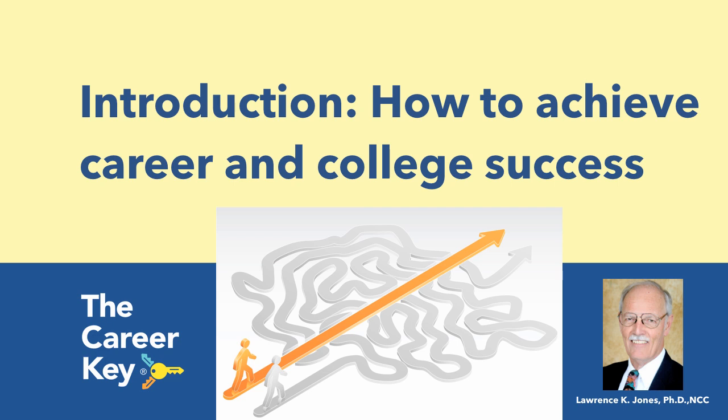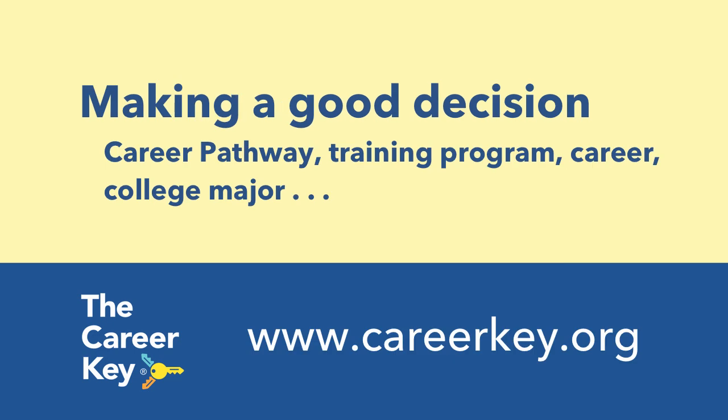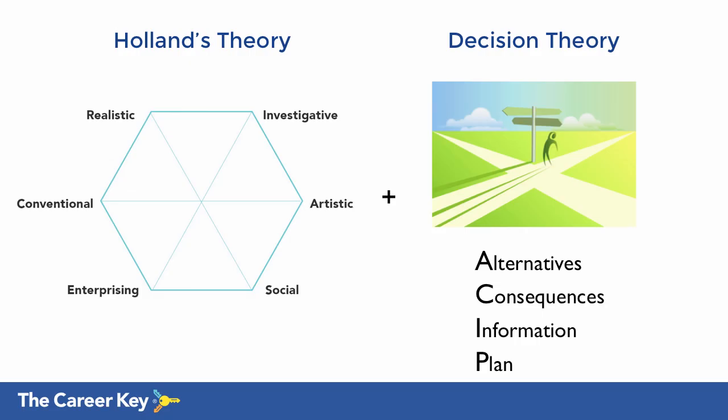This is the introduction to our video series on how to achieve career and college success. The videos are about how you can make good decisions in choosing a career pathway, training program, career, or college major. There are two theories that will help you the most: the Holland theory of vocational choice and decision theory. In this video, I will give you an overview of both theories. Later videos will go into more detail and show you how to use them.